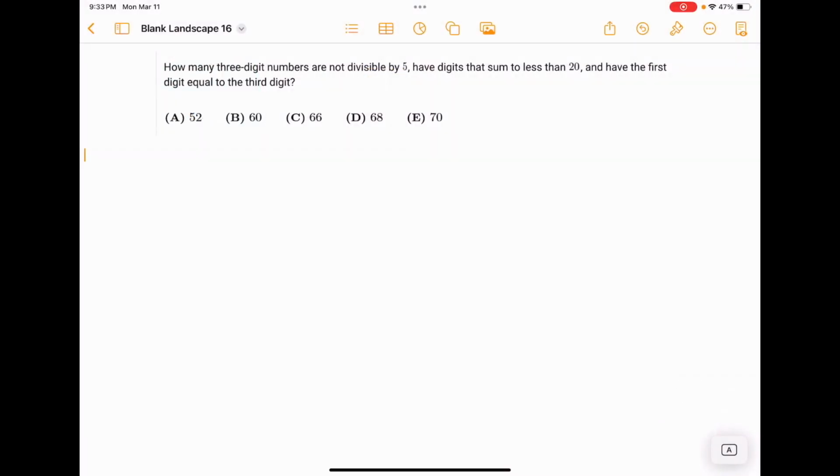The problem states: how many three-digit numbers are not divisible by 5, have digits that sum to less than 20, and have the first digit equal to the third digit?